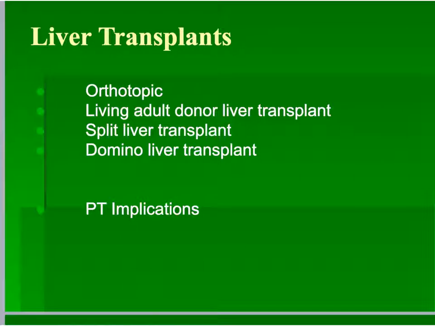And usually the drainage in those Jackson-Pratt drains should look brownish red. If it starts looking pale or whitish, we need to call the doctor or the nurse and inform them about that, because that may be a sign of rejection. The T-tube is the tube that drains bile.